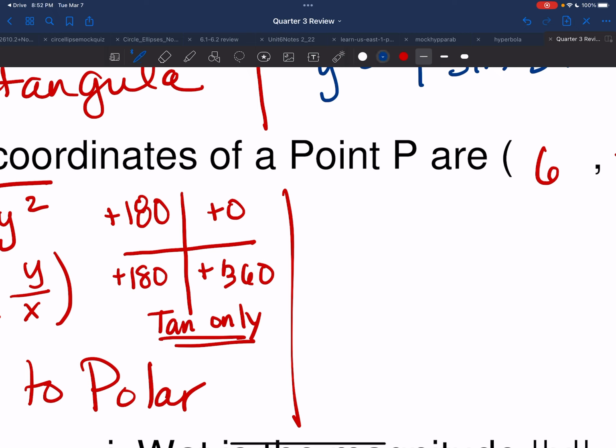Well, how do you know if you're in quadrant 1, 2, 3, or 4? Remember, quadrant 1 has a positive x and also a positive y. Quadrant 2 has a negative x and a positive y. Quadrant 3 has a negative x and a negative y. And quadrant 4 has a positive x and a negative y.